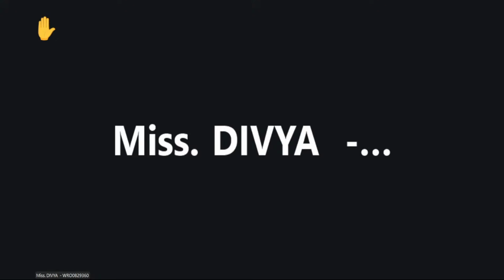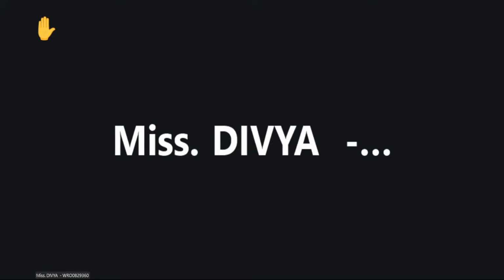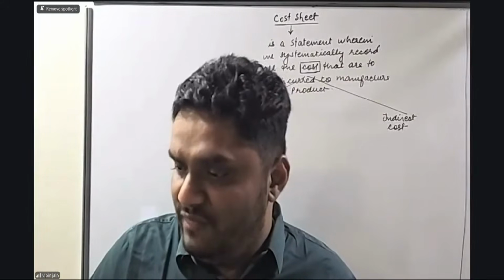Hello. Yeah, Divya. Good morning. Sir, direct cost means which can be measured easily in numbers, and indirect cost which cannot be measured easily. We have to take an average of it, like rent or electricity used. We cannot measure how much electricity is used for preparing a product, so we take an average. Okay, no worries. That's perfect.